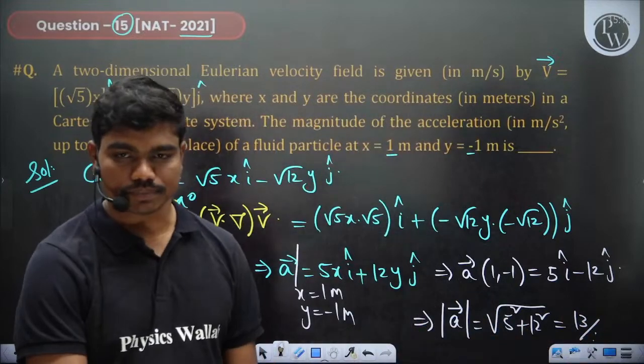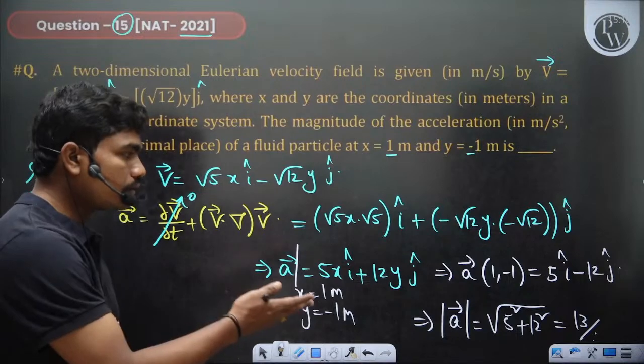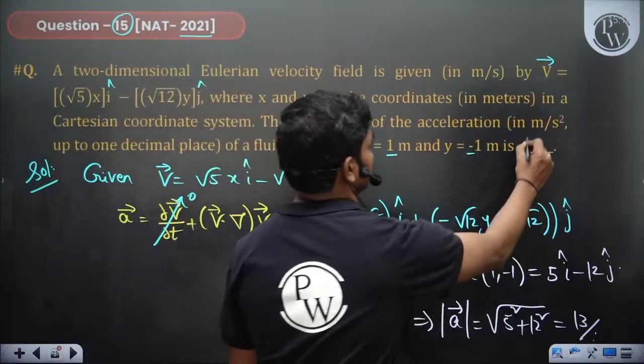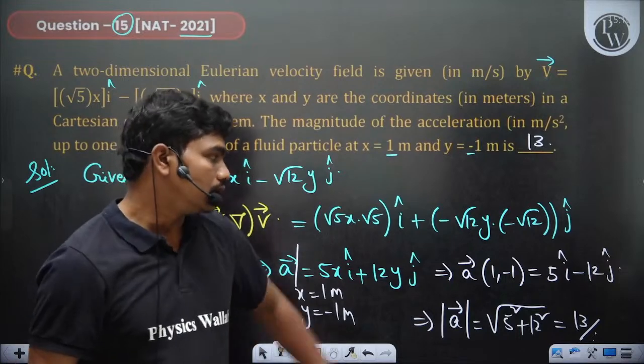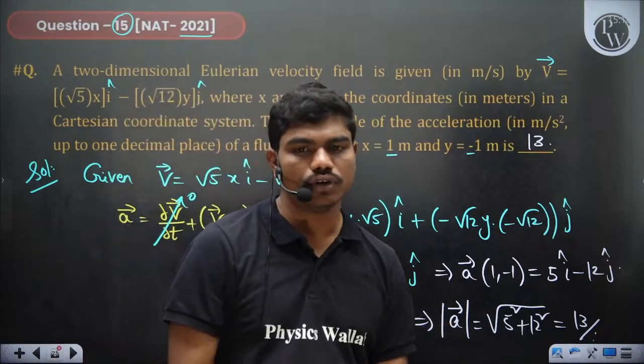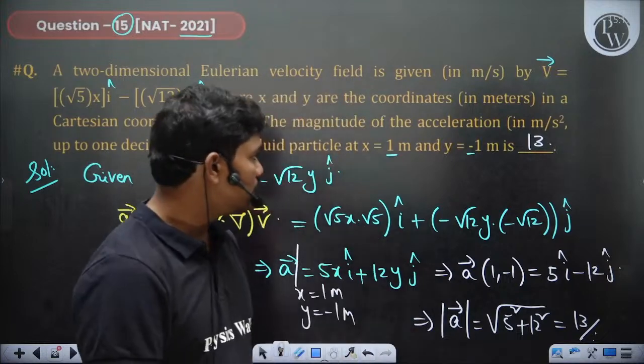Because 5, 12, 13 is a Pythagorean triplet. So 5 squared plus 12 squared is 169, and the square root of 169 is 13. You know 5, 12, 13 form a Pythagorean triplet. That's all. So 13 should be the answer.